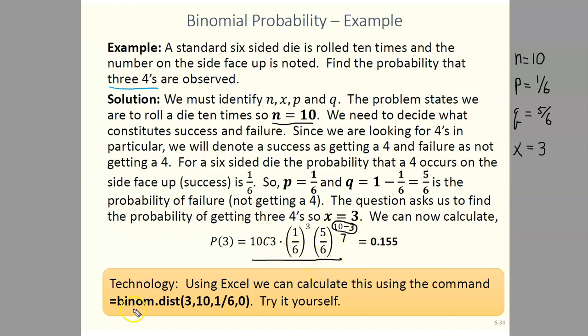And of course you can just use the binomial function built into Excel. Here's how you would type it in. 3, 10, that's x, n, comma, and then p is 1/6, and you do not want a cumulative here. Remember, if you put a 1 there, that would give you the probability of getting 3 or 2 or 1 or no 4s appearing. So we don't want that. We just want to know the probability of getting exactly 3 4s. And so we put a 0 there and type that into Excel, and you'll see that you get back 0.155.